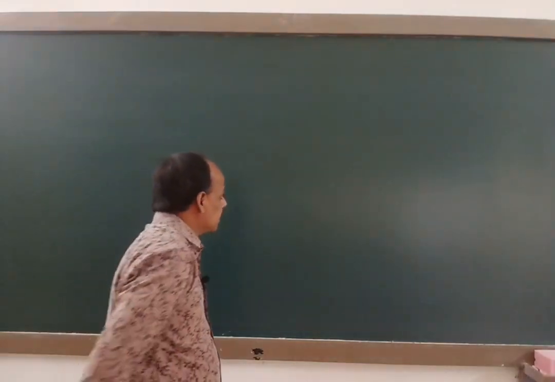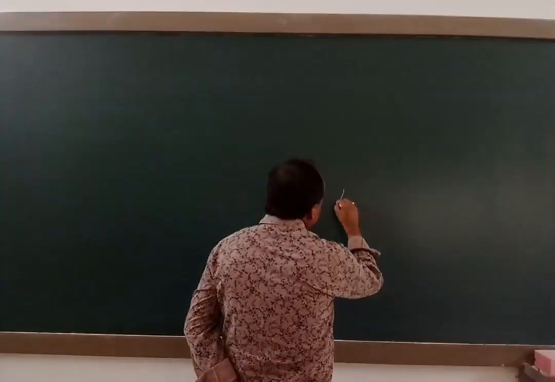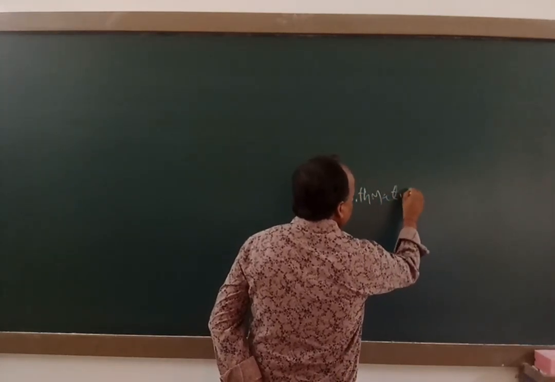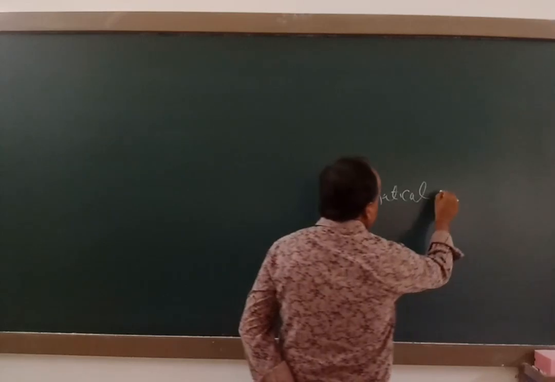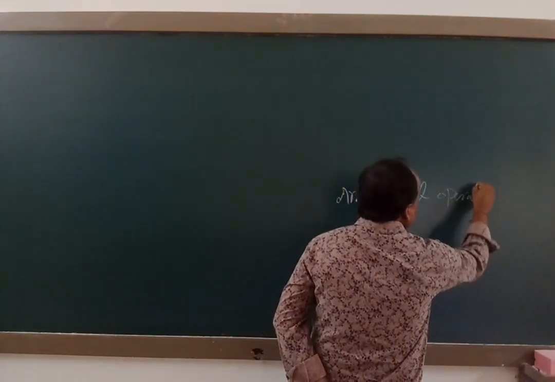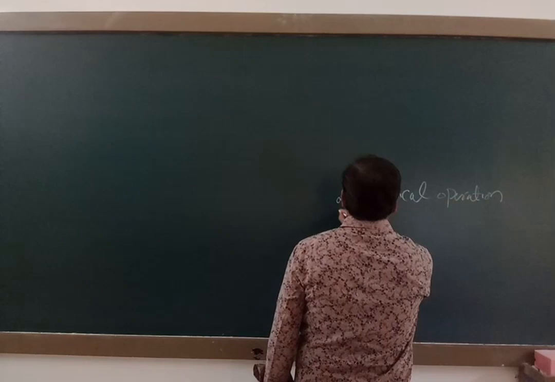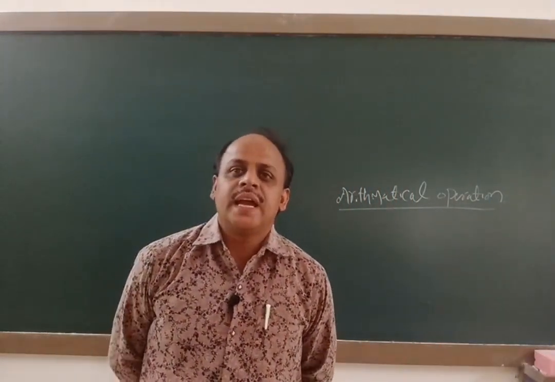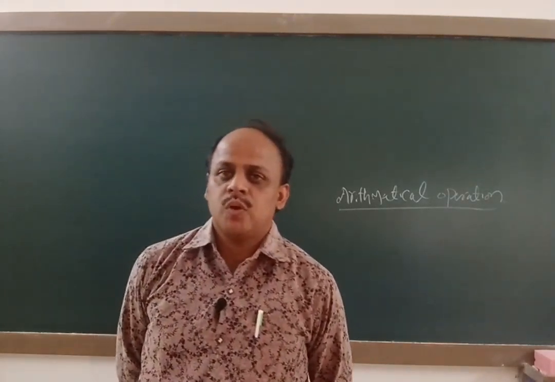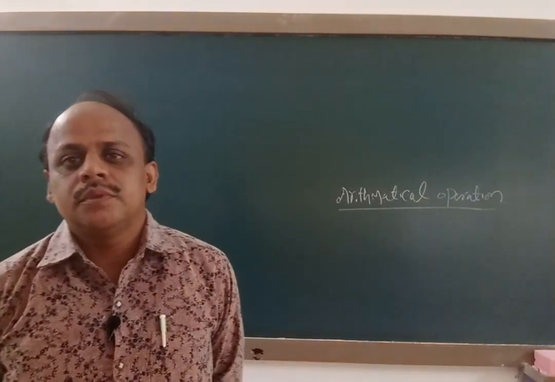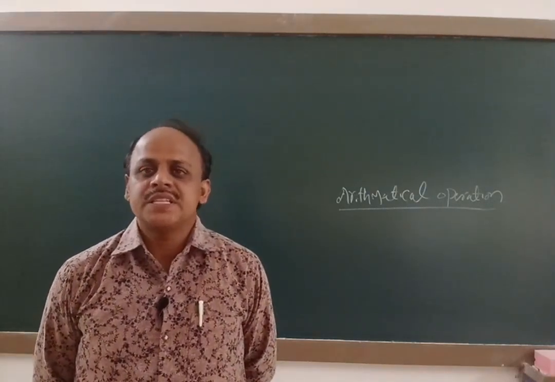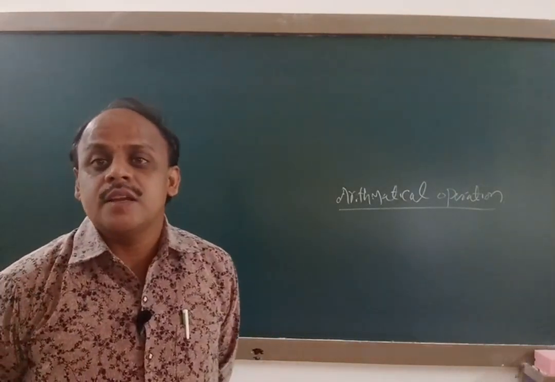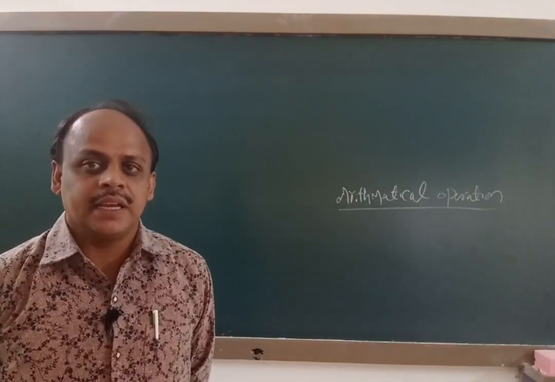What we have to do? We have to write a C++ program to perform arithmetical operation on given two numbers using class and object concept. This is the given thing.